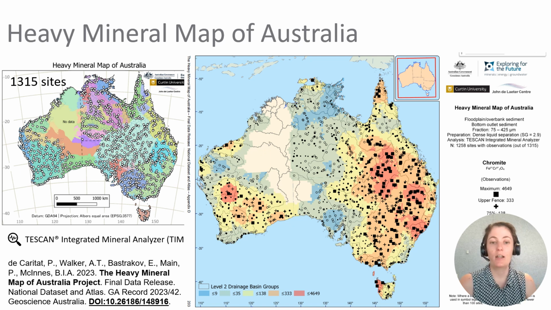So because our machine learning models were built on TIMA data, we can use our machine learning models on this TIMA data. So looking at the chromite content of the heavy mineral map that was published by Curtin University, you can see that there is a lot of chromite in Queensland. In Western Australia, where we know there are nickel deposits, you can see there's a couple of hot spots for chromite, but apart from that, it's not looking super promising for using chromite to understand where the nickel is.